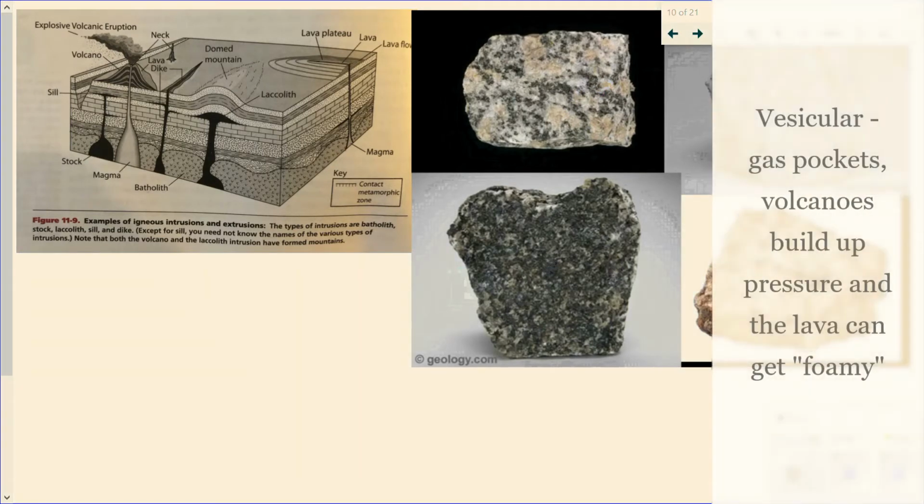Also, I should have thrown a picture or two up there. Vesicular is air bubbles, gas bubbles like pumice, or glassy texture, obsidian. And those two are usually really easy for people to identify. So those are your three things that'll tell you you've got an igneous rock in your hand.